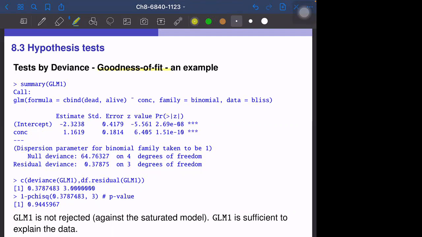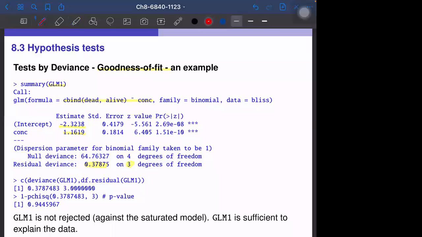And the GLM1, so this is this model. So basically the proportion of dead is the response and the concentration is the predictor. Then estimates are here. Then we would like to see if this model is enough to explain the variability in proportion of dead. Then we can calculate the deviance and the degrees of freedom.